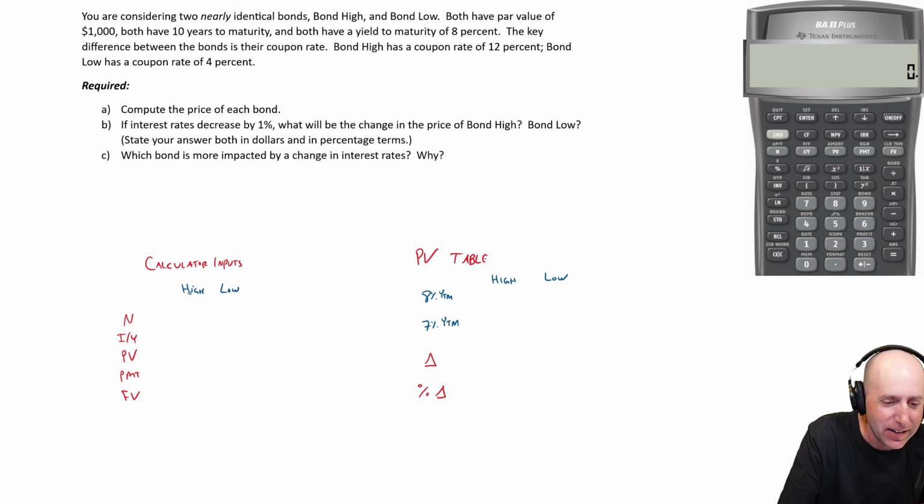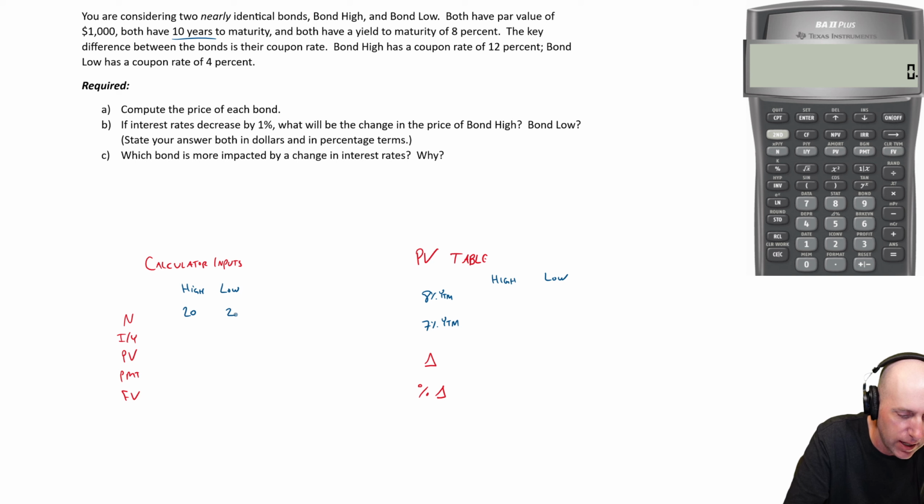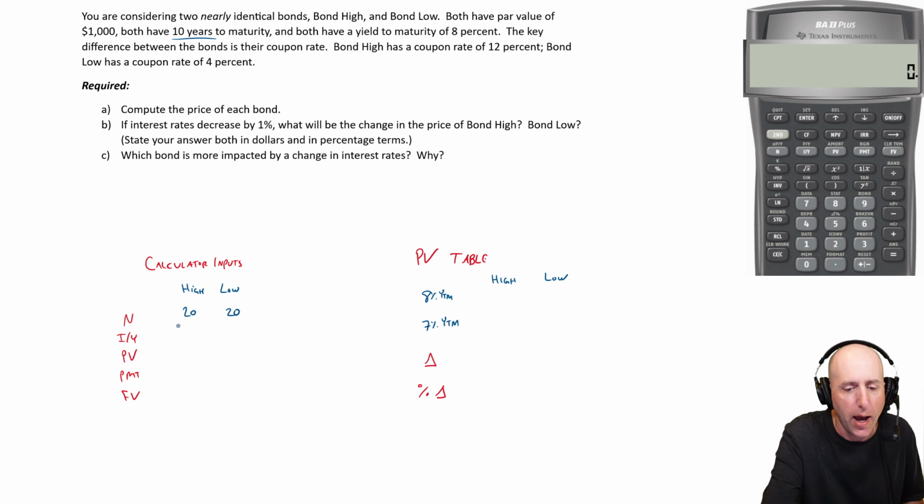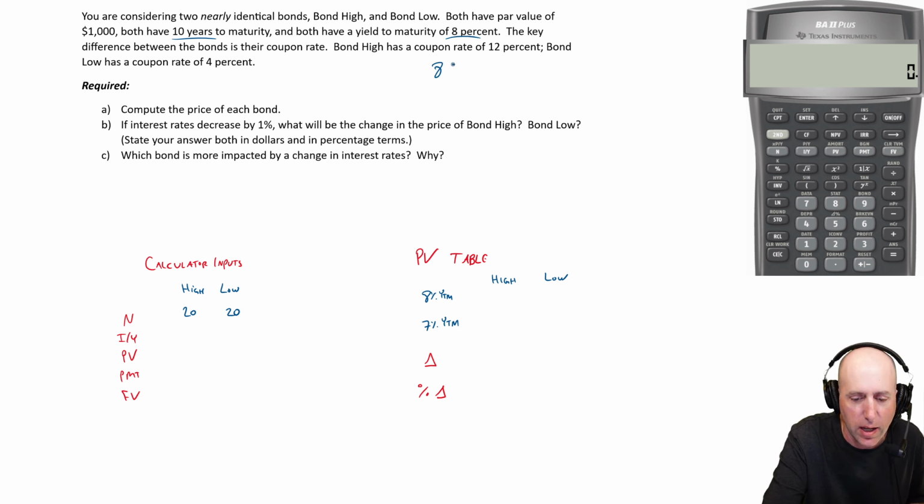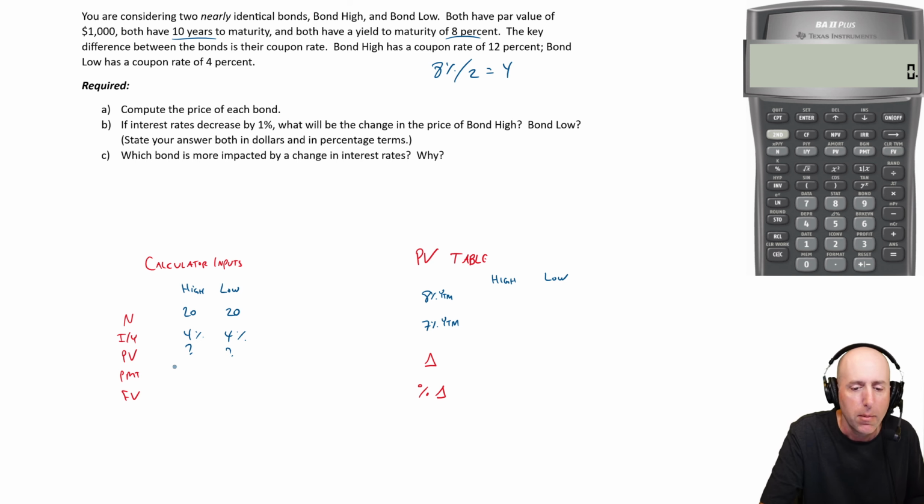Okay, the number of periods. Both have 10 years to maturity, so that means there's 20 payments, 20 interest periods, and that's the same for high and low. The IY is based on the yield to maturity, which is 8%, but of course this is semi-annual, so we divide by 2. We put 4 into our calculator. PV, we don't know in either case. PMT, this is the one that's going to be different between the two alternatives.